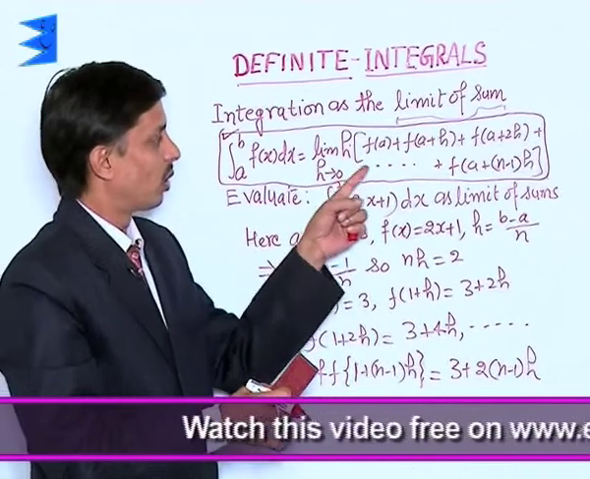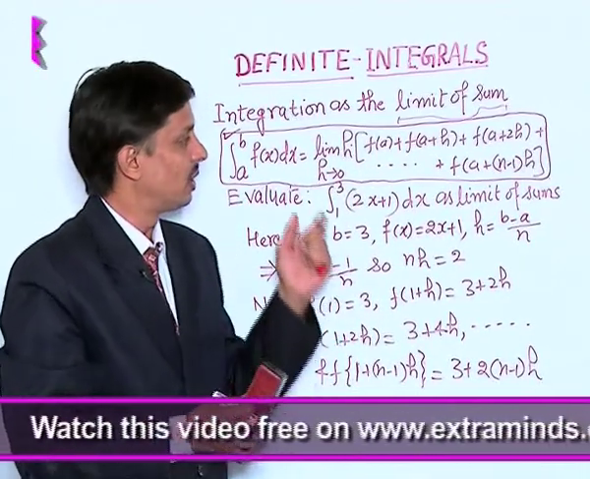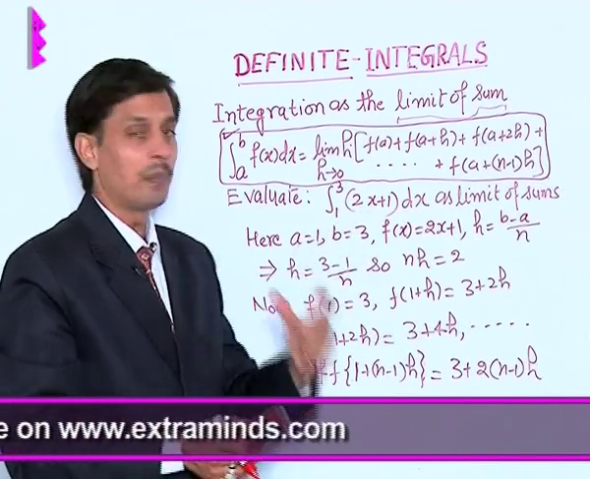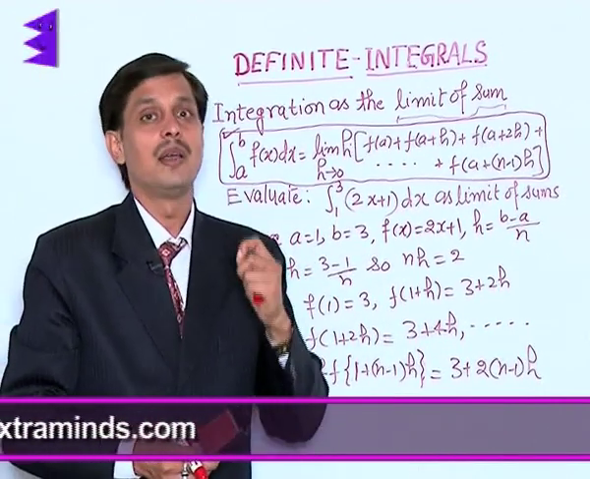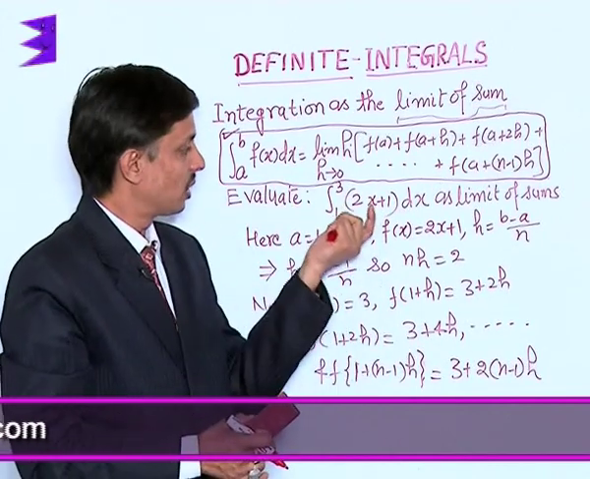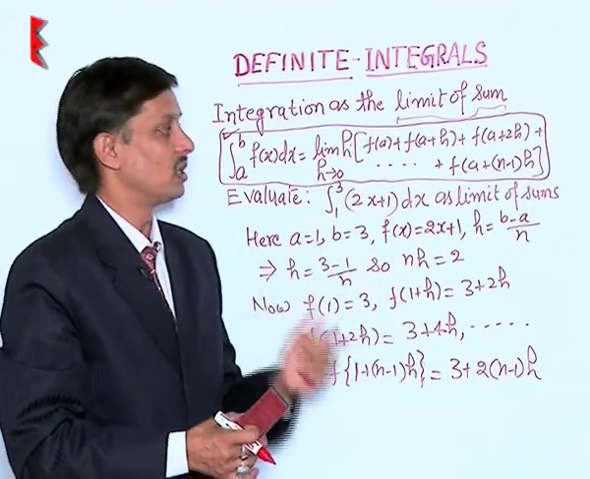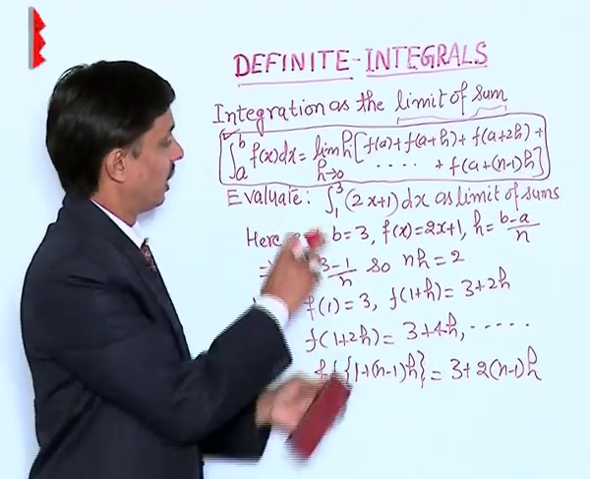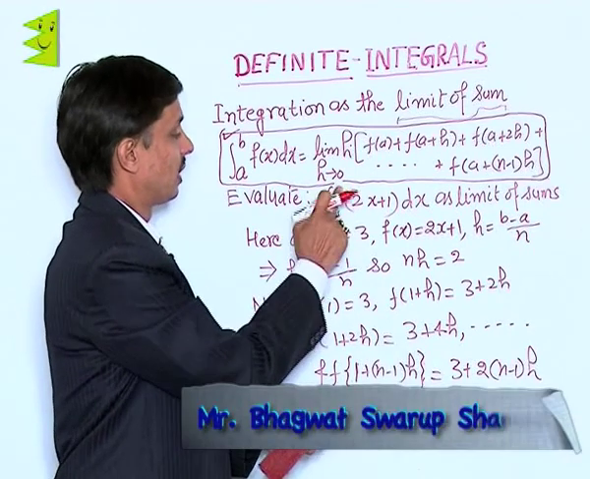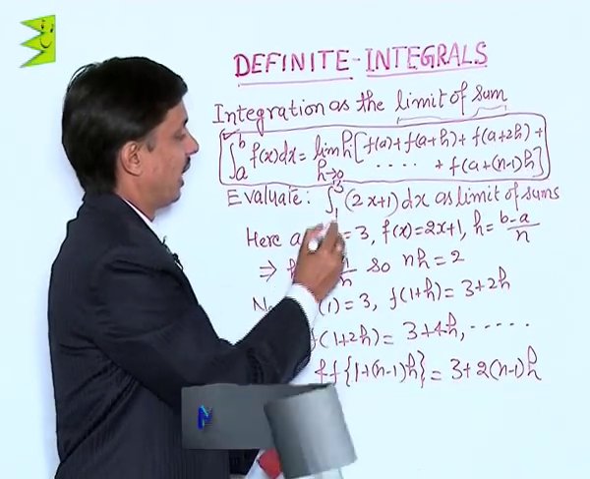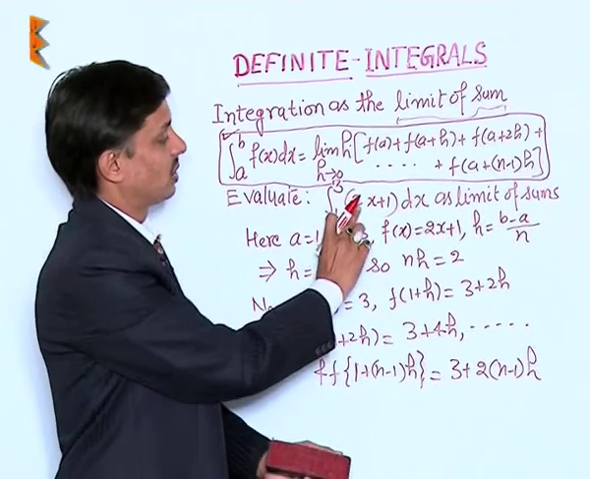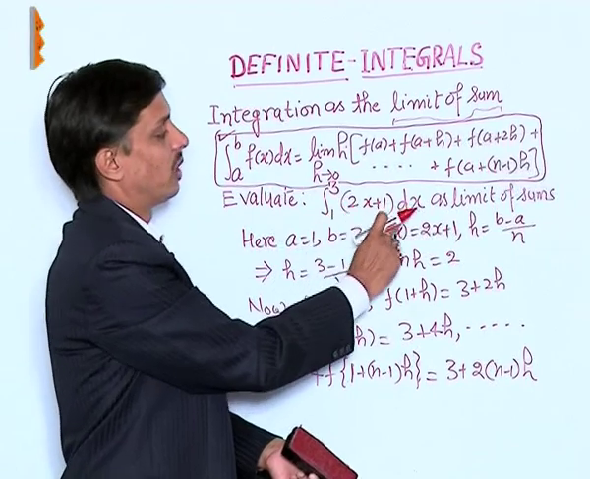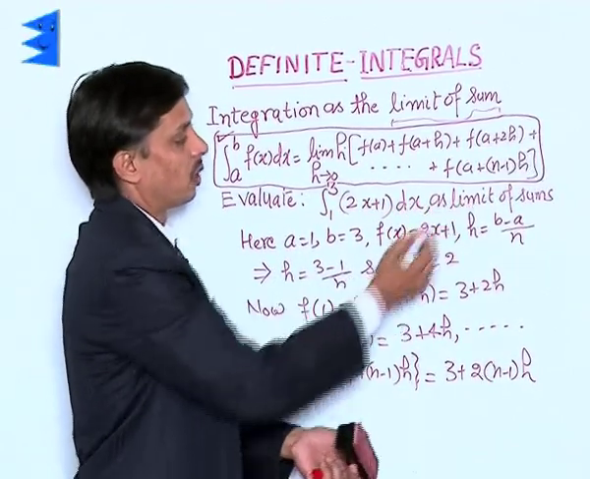Now in order to explain you in detail, I am taking an example. With the help of this example, you will be able to notice how to apply it in the case where limit of sum is given to evaluate a problem. The question is: evaluate the integration from 1 to 3. The lower limit is 1 and the upper limit is 3 and the function is 2x plus 1. Integrate from 1 to 3 of (2x+1) dx as limit of sum.